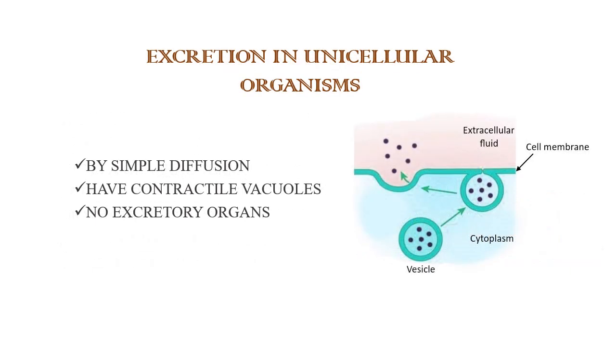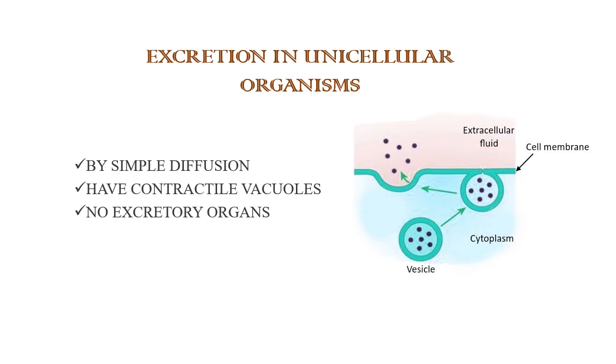Then, excretion in unicellular organisms. As we know, organisms can be broadly classified into unicellular organisms and multicellular organisms. Now we are going to see the excretion in the unicellular organism, that is, a single cell organism. As the name suggests, it is a single cell organism, so it doesn't have proper organs or tissues to eliminate the waste. So the single cell should carry out the process to eliminate the metabolic wastes that are accumulated within the cell.